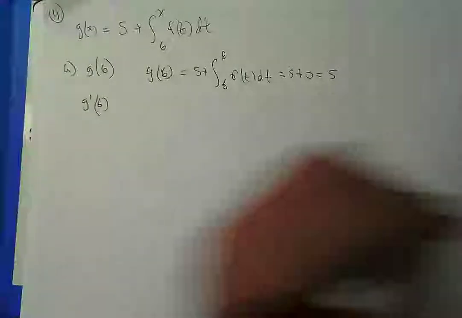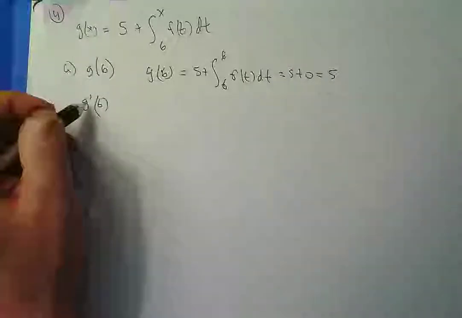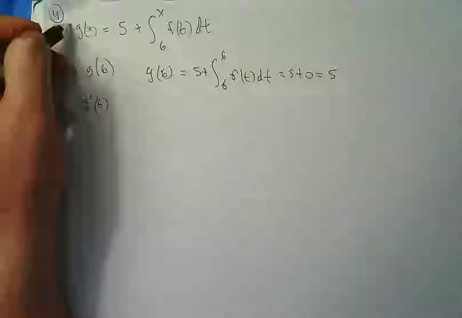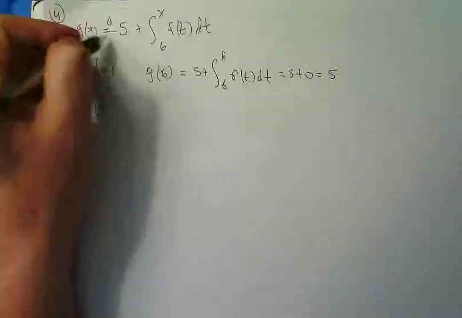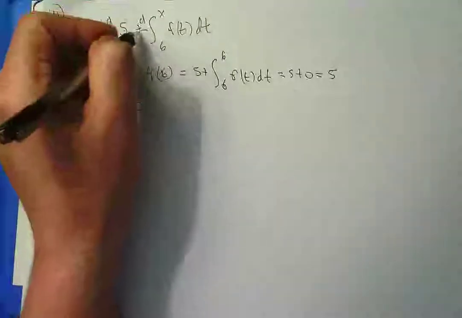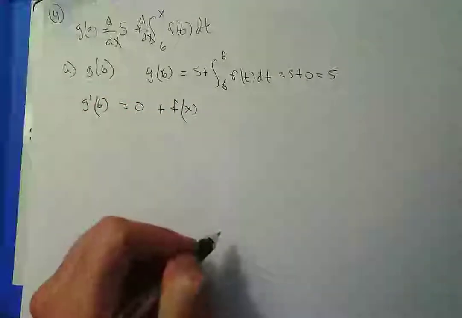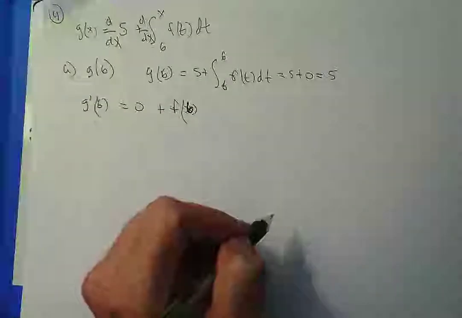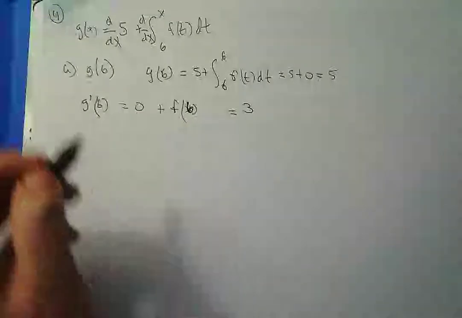G prime of 6. Well, in order to take this relationship and get a g prime out of it, I need to take the derivative of both sides of this equation. So if I take the derivative here, I'm going to get g prime. But if I take the derivative here, the derivative of 5 is 0. And then the derivative of this integral will be f of x. So g prime of 6 will equal f of 6. And f of 6 I can read off the graph as 3.